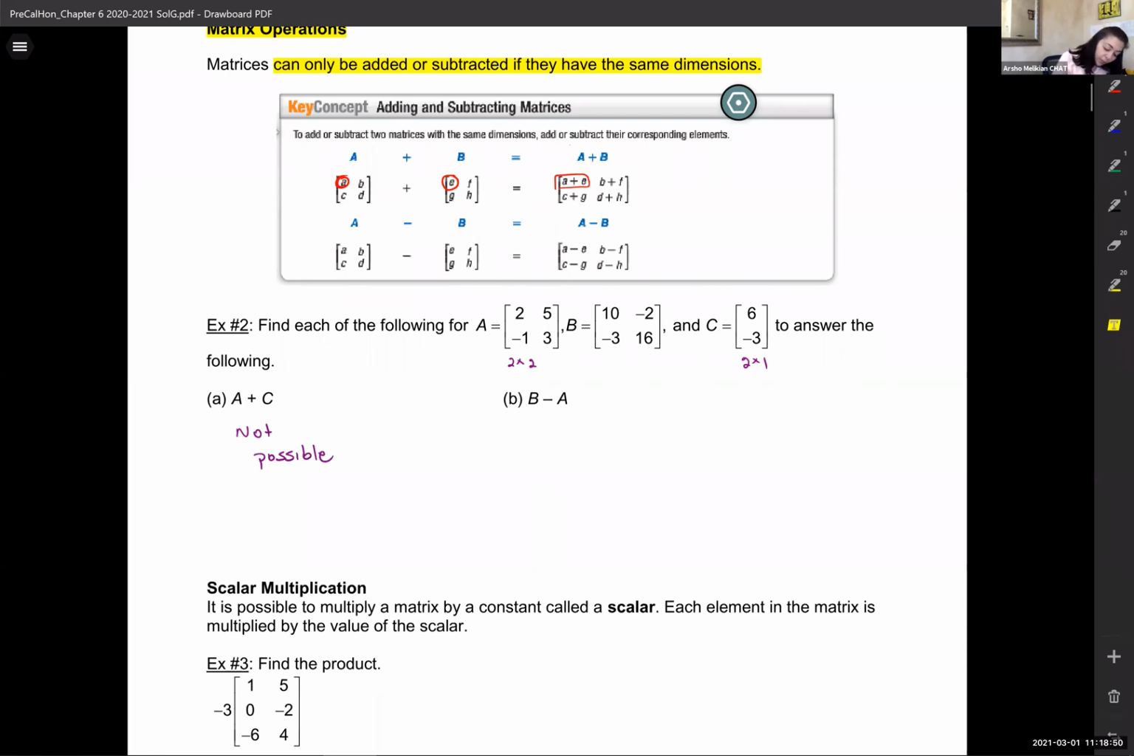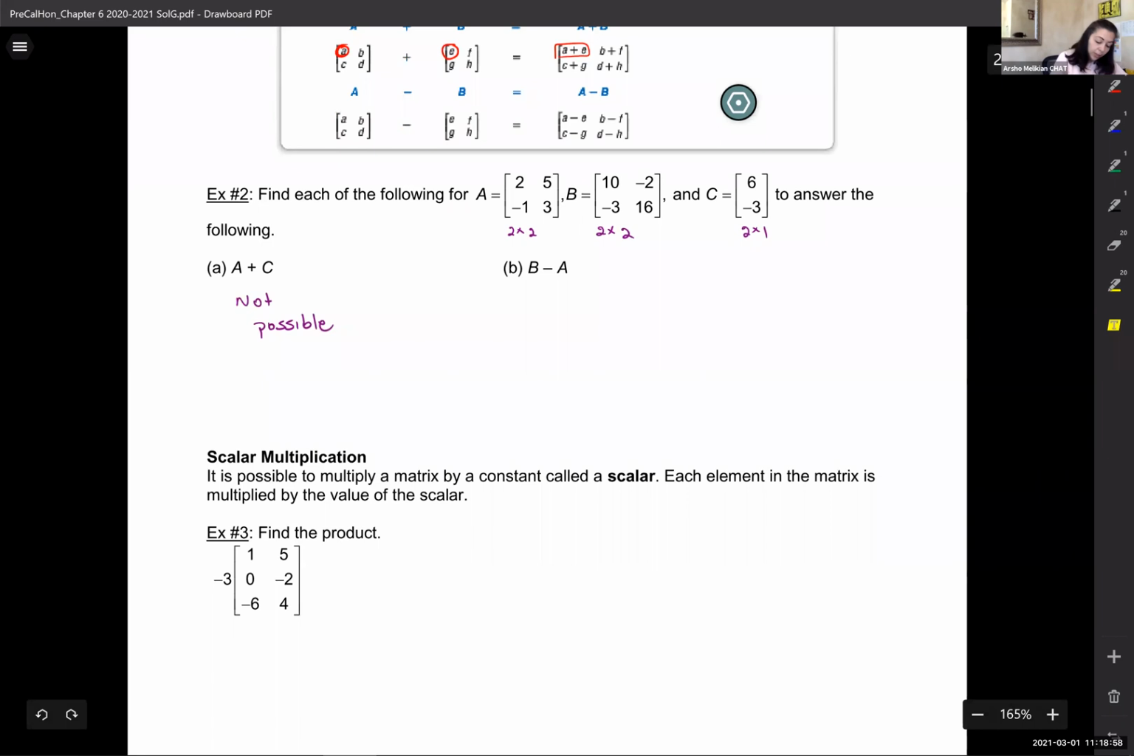Next, I want to do B minus A. Well, B is also 2 by 2. Yay, right? That's a happy couple. So let's do B minus A. I'm going to write down B minus A. Do take the time to write them down, because sometimes you just get turned around with them if you're trying to skip a step. We have 2 by 2s, so my result is also going to be a 2 by 2.